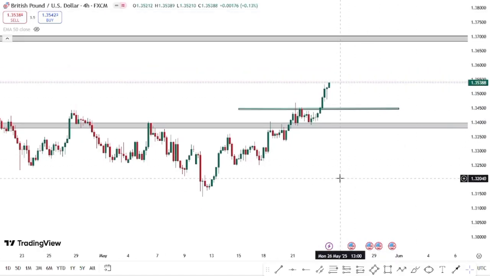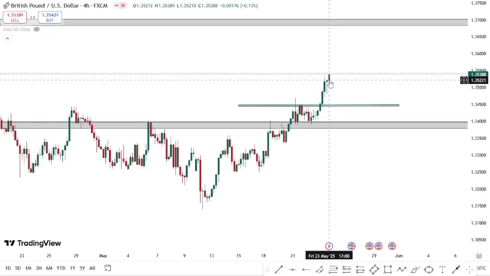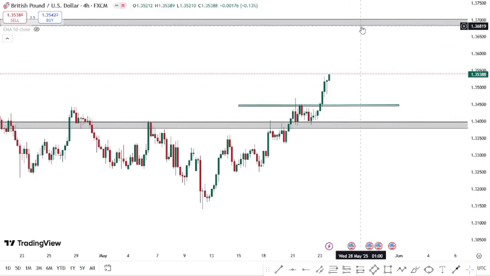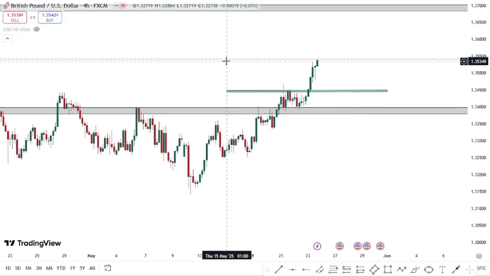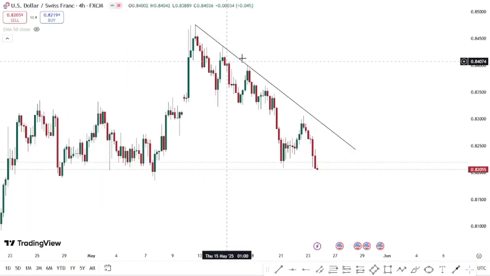I hope you guys understood what I did. I said I'll be expecting GBP USD, sorry, to pull back into this zone or into this zone before we start looking for buying opportunities to the upside. The next pair on our list is USD CHF.